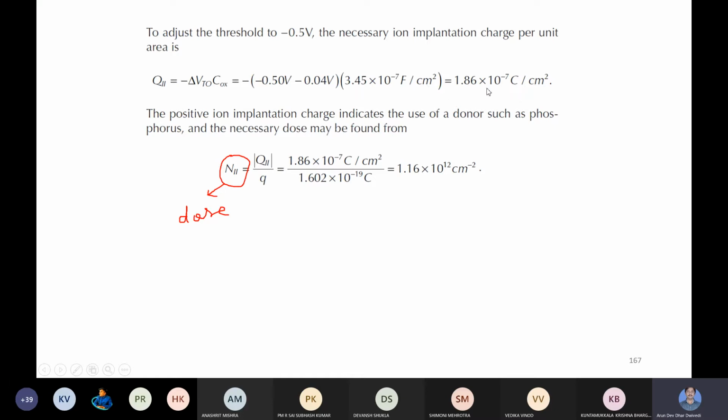So this is the charge, and it is asking for the dose. This is the actual ion implanted charge, but the number of ion implanted charges per unit area is the dose. So dose can be calculated by dividing this charge by q, the electronic charge. So this is the calculation which is done.